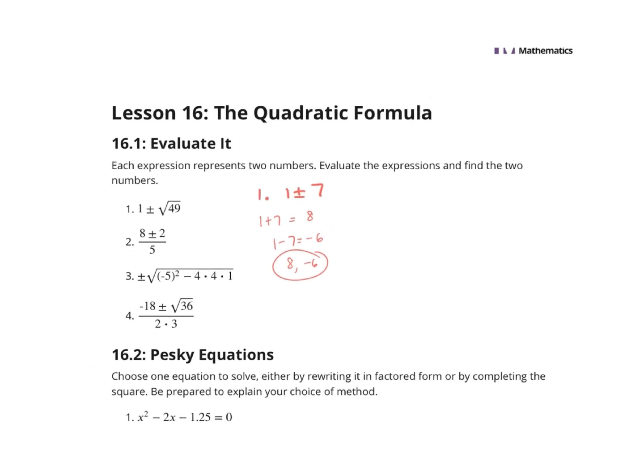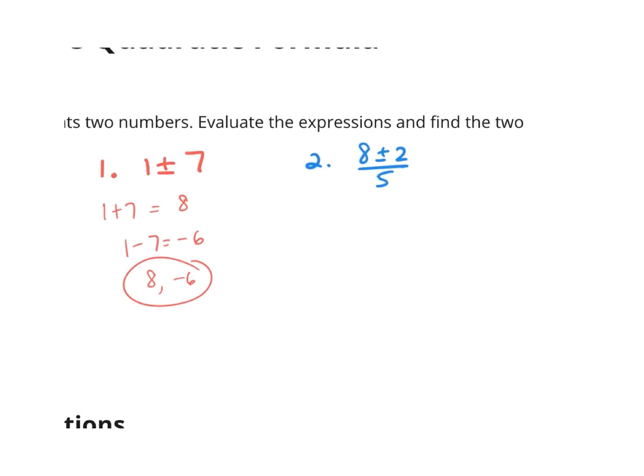Okay, let's look at number 2. So number 2, we have 8 plus or minus 2, divided by 5. So we're going to separate this right off the bat. We're going to have 8 plus 2 divided by 5. 8 plus 2 is 10. 10 divided by 5 is 2. And then we're going to do 8 minus 2 divided by 5. 8 minus 2 is 6. And 6 over 5 is just 6/5. So your two solutions are 2 and 6/5.